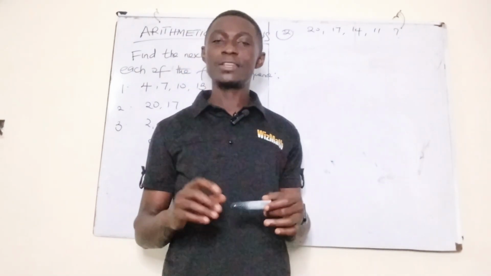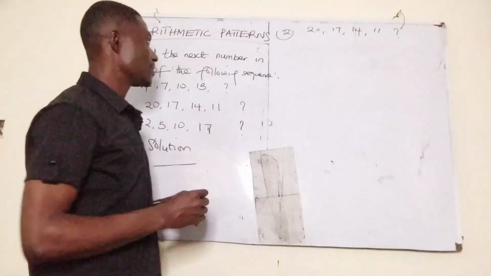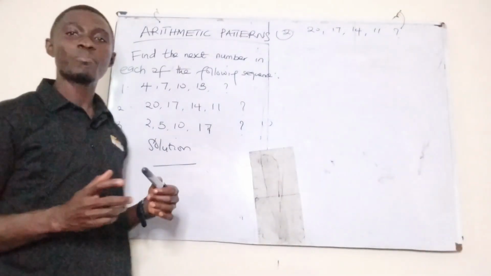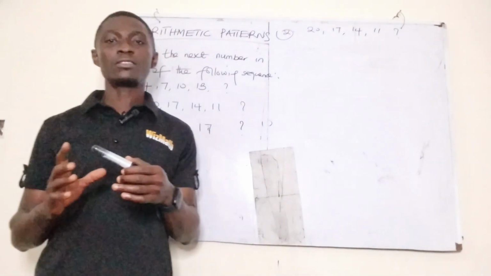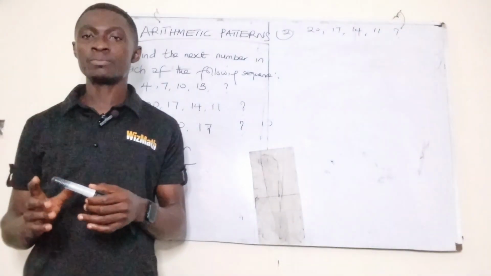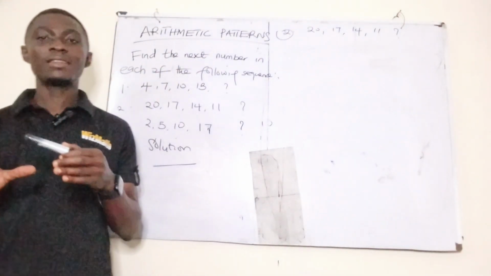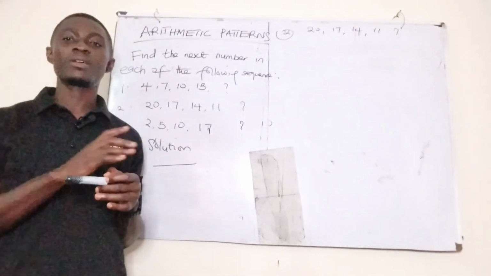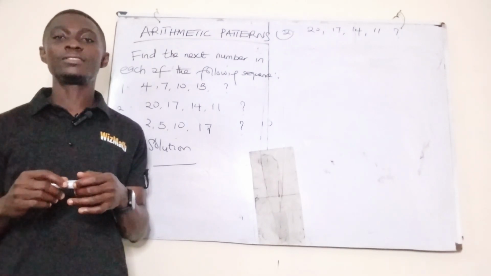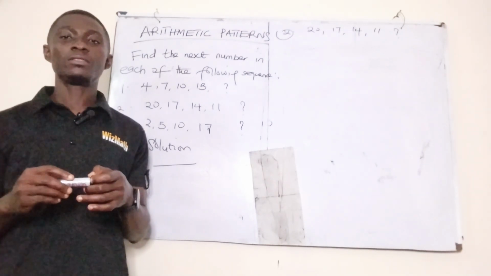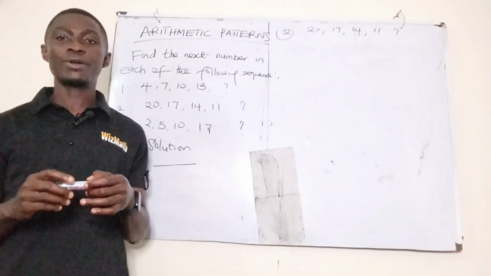Today we want to quickly look at a topic called arithmetic pattern. Arithmetic pattern simply refers to a sequence of numbers that either increases or decreases by the same amount. That same amount, by which it either increases or decreases, is what is referred to in this topic as the common difference.